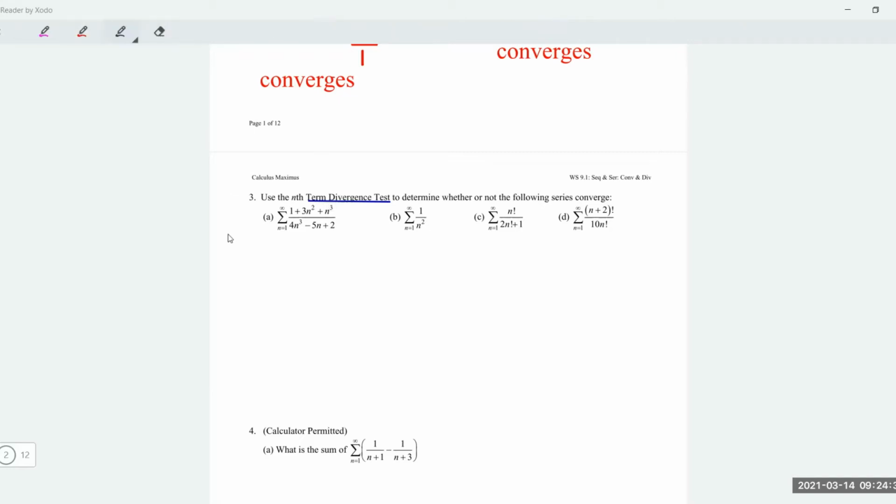So what we're going to be doing for part A, we're evaluating the limit as n goes to infinity of the nth term. What is the nth term? The nth term is 1 plus 3n squared plus n cubed, over 4n cubed minus 5n plus 2. This is what we have.